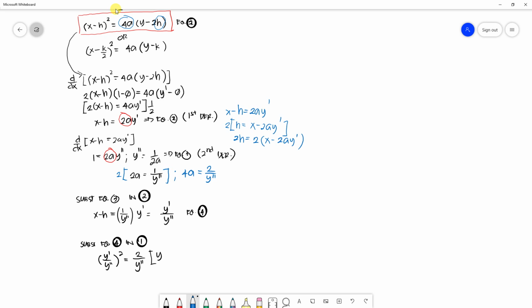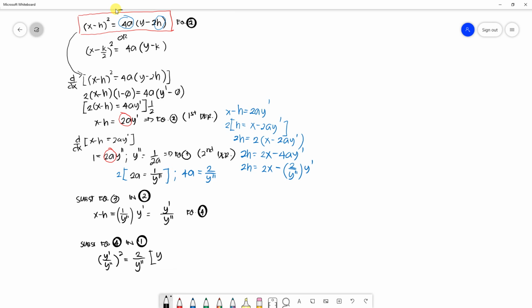Okay, so if I'm going to expand this, 2h is equals to 2x minus 4ay prime. So yung 4a ulit na to, pwede ko ulit palitan nito. So 2h is equals to 2x. So tinatanggal na natin kasi lahat ng constant minus yung 4a is 2 over y double prime times y prime. Okay, so ayun yung magiging value ni 2h.